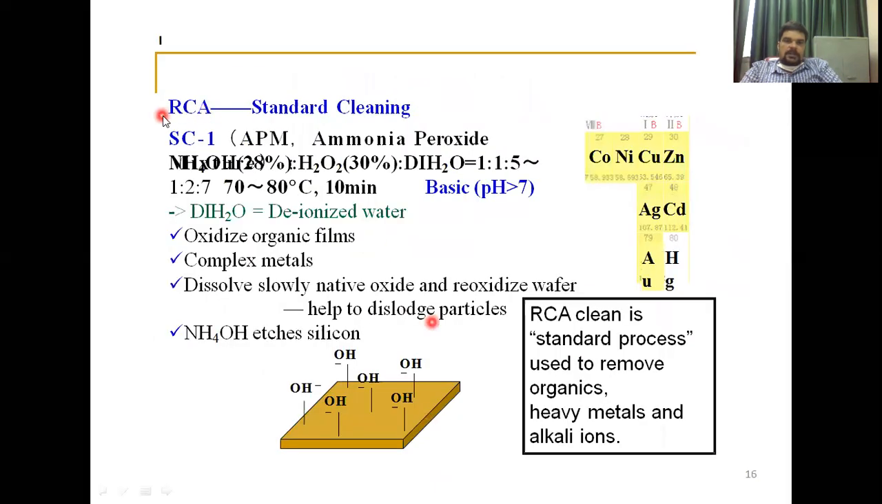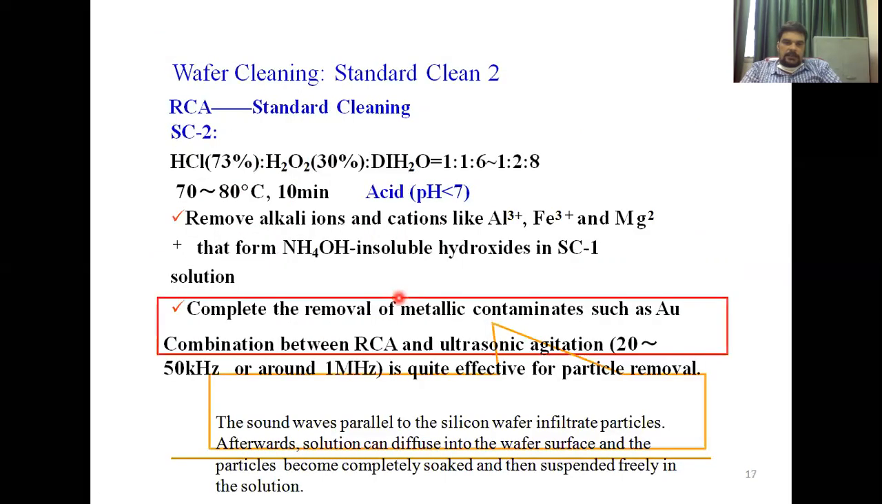Now, what is RCA cleaning? RCA is a type of wet cleaning. In this we are using SC1, in which ammonia and hydrogen peroxide are used, and then we use deionized water. So this is your RCA cleaning process. It is a standard process to remove organics, heavy metals, and alkaline ions.